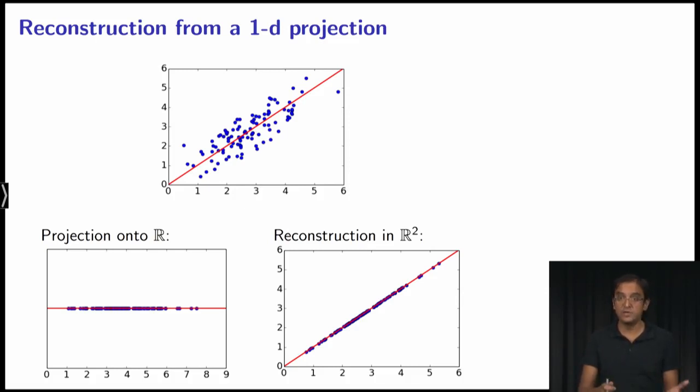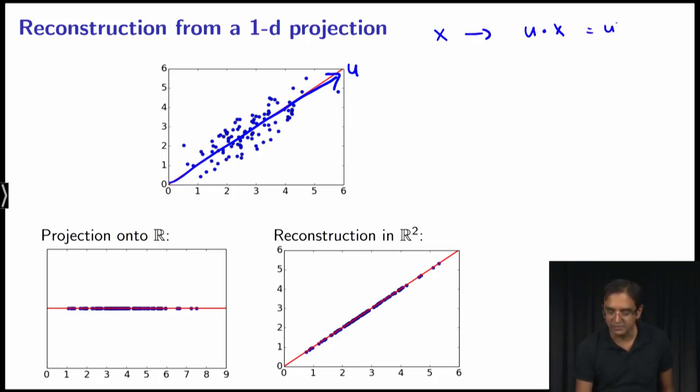Here we have a 2-dimensional data set. We pick a direction to project onto. Let's say that's direction U. So we're projecting every point x onto U dot x, or U transpose x. That's how we project the points, and over here you see the projections. The projections are just single numbers, and so the points are all laid out on the line.